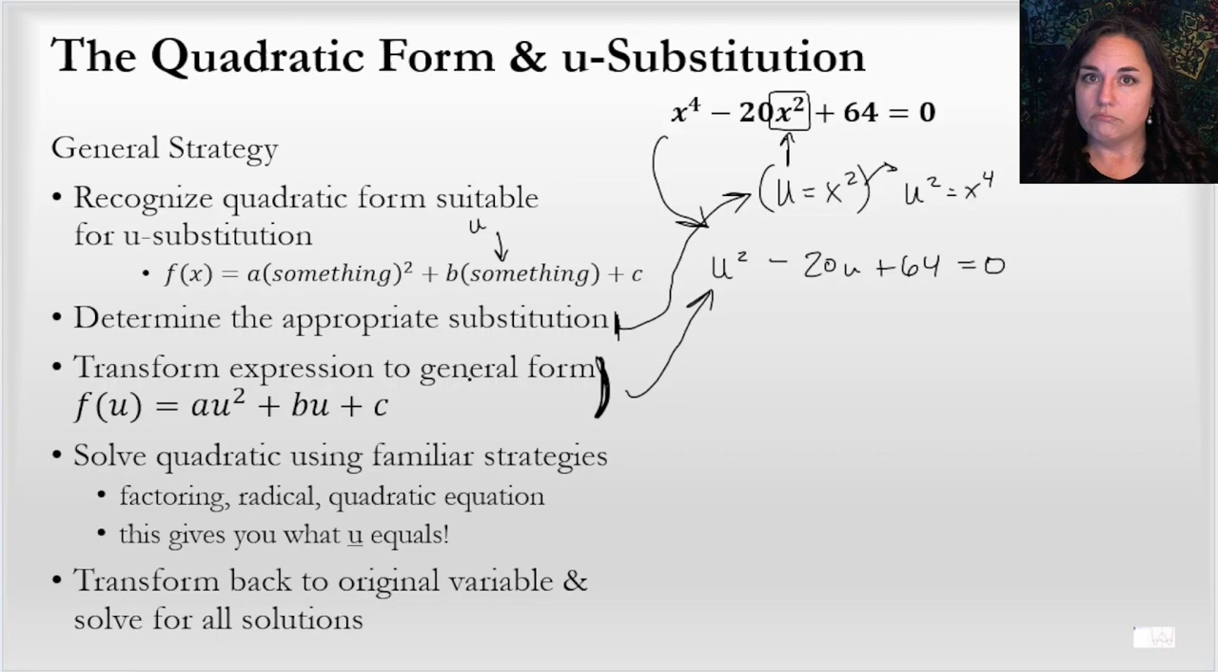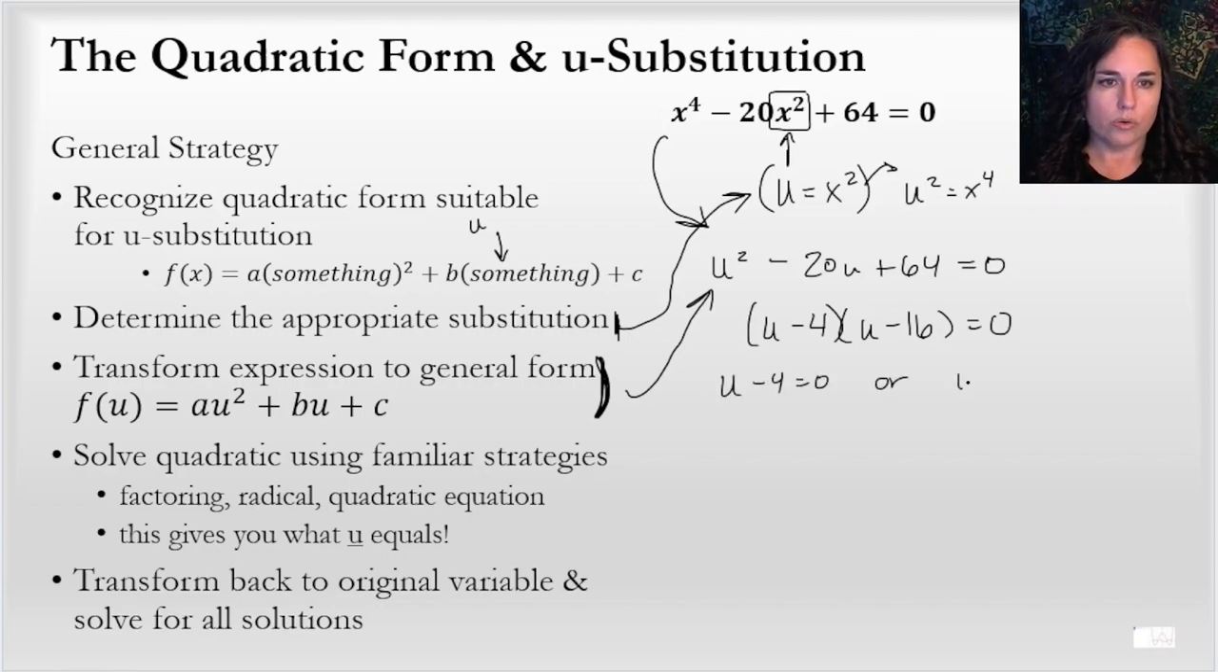Now that I have it in the quadratic form this way, I can solve. 64 is a small enough number, so I'm going to note that I can factor this. u minus 4 times u minus 16 equals 0. 4 times 16 is 64, and negative 4 plus negative 16 is negative 20, so that factored nicely. If I do this properly, using the zero product property, u minus 4 equals 0 or u minus 16 equals 0. So u equals 4 or u equals 16.